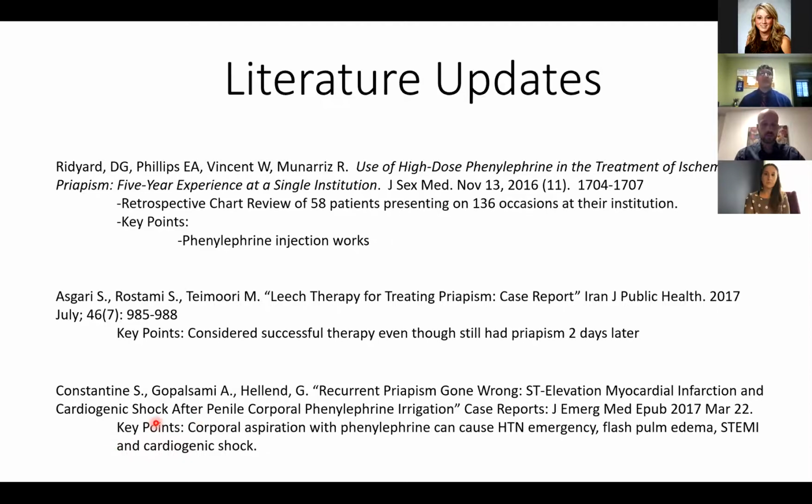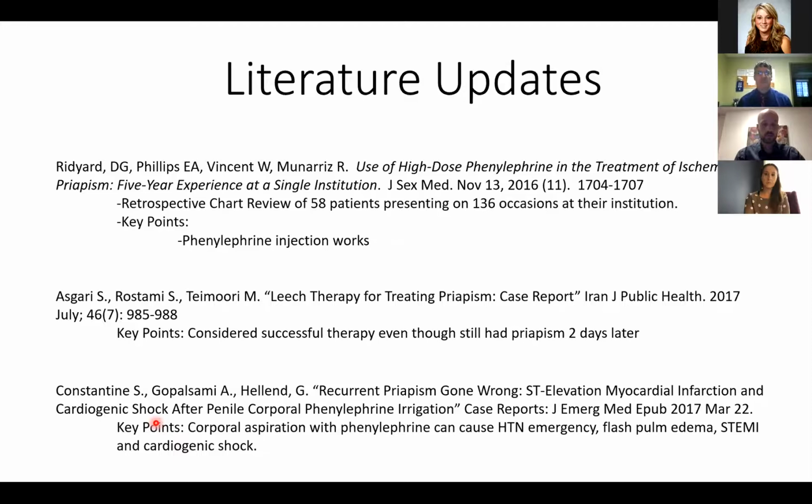The only other one that I thought was relevant for us was this one, where slightly after injection of the corpora cavernosa with phenylephrine, the patient went into a hypertensive crisis, and the priapism resolved successfully, but the patient went into cardiogenic shock, went into flash pulmonary edema, needed intubation, and needed inotropic cardiac support for multiple days until he regained cardiac function.